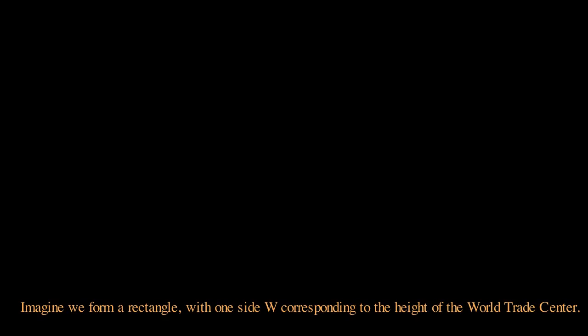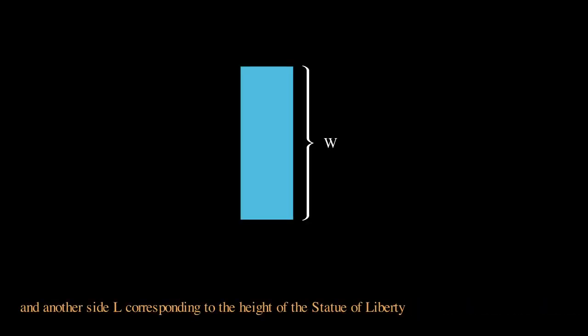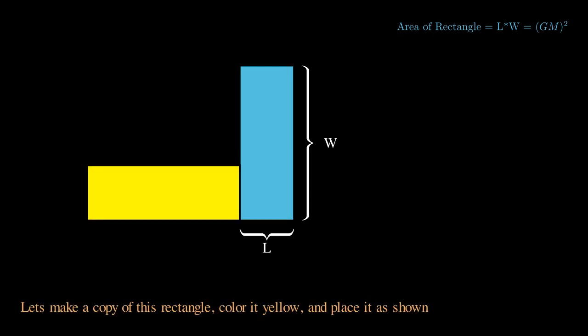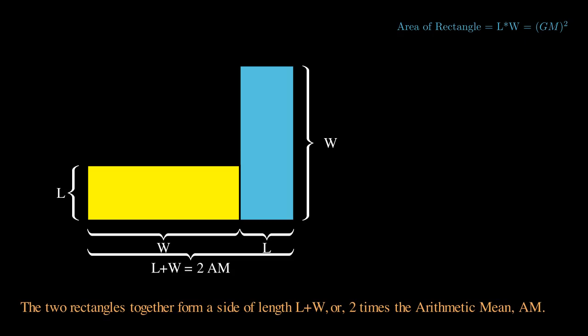Imagine we form a rectangle, with one side W corresponding to the height of the World Trade Center, and another side L corresponding to the height of the Statue of Liberty. The area of this rectangle is W multiplied by L, which is the geometric mean squared. Let's make a copy of this rectangle, color it yellow, and place it as shown. The two rectangles together form a side of length L plus W, or 2 times the arithmetic mean, AM.